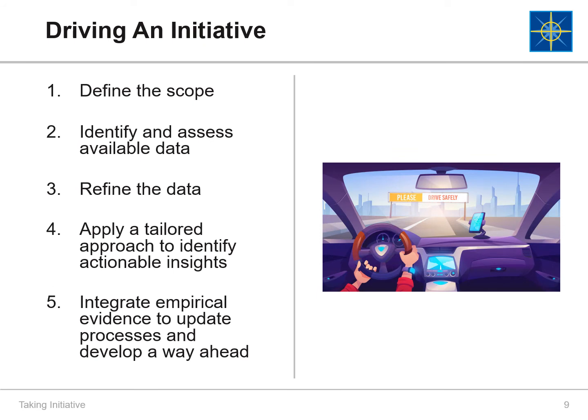Once you choose your initiative and are confident you can overcome the barriers, how can you drive the initiative? There are 5 steps. 1. Define the scope. 2. Identify and assess available data. 3. Refine the data. 4. Apply a tailored approach to identify actionable insights. 5. Integrate empirical evidence to update processes and develop a way ahead. Let's go through the 5 steps one by one.